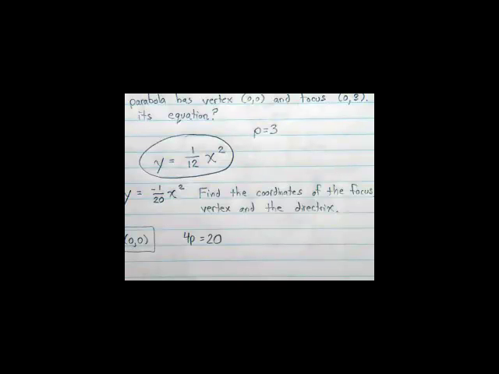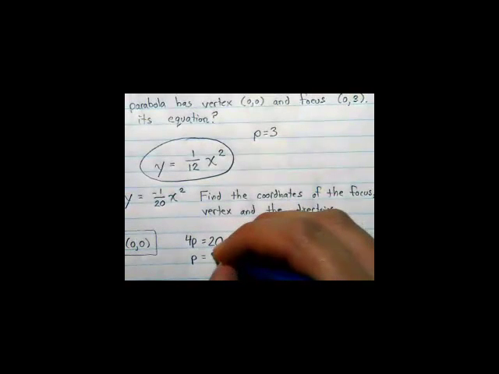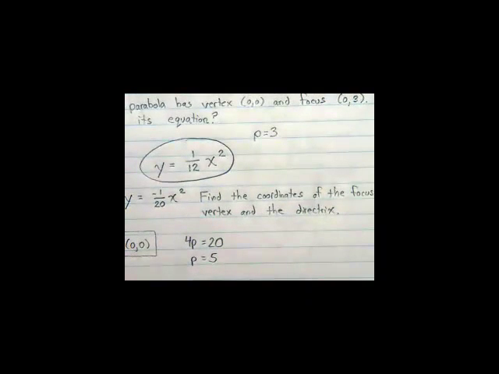It would always be 4p equals the denominator. That's the bottom line. So 4p equals 20. That means that the distance between the focus and vertex would have to be 5. Okay? And if the focus is below the vertex, what are the coordinates of that focus? 0, -5. Right.